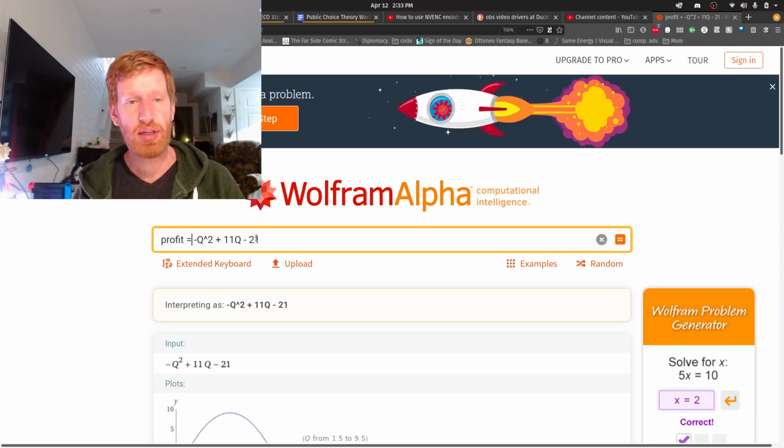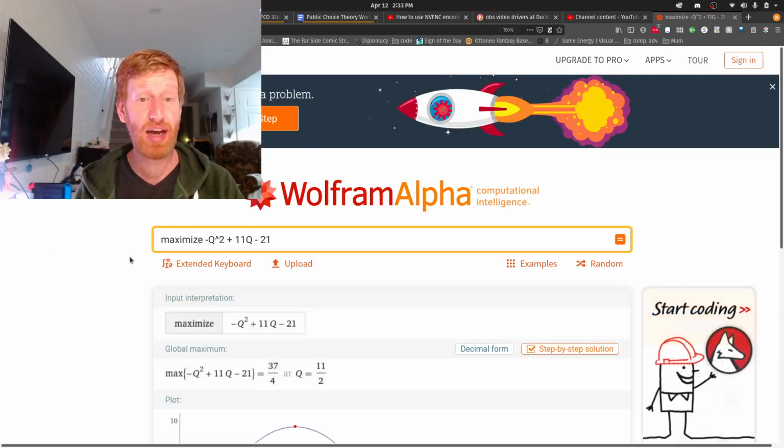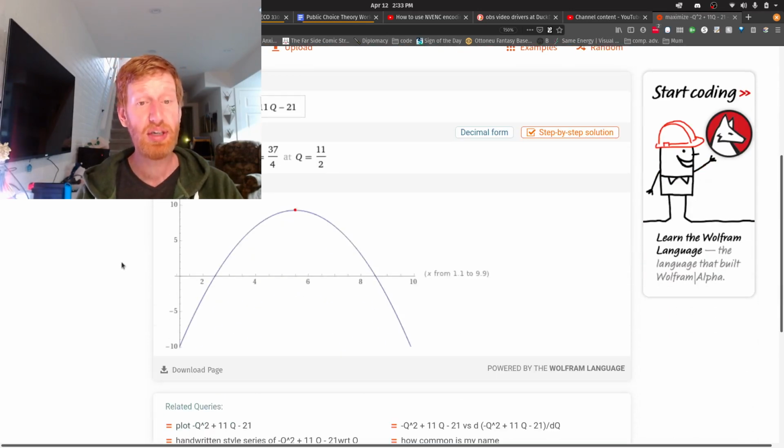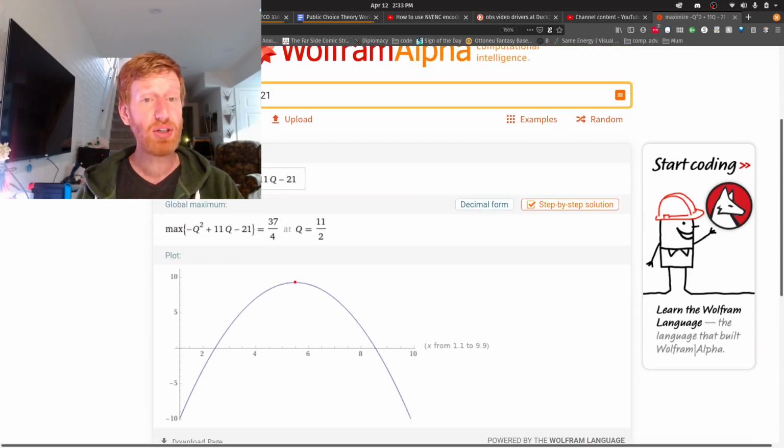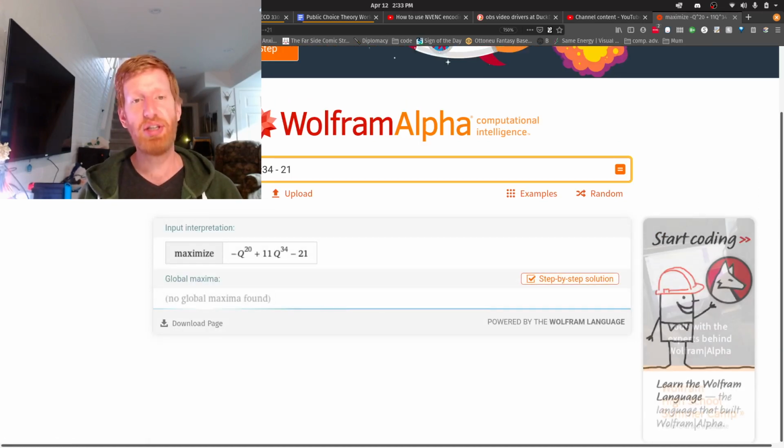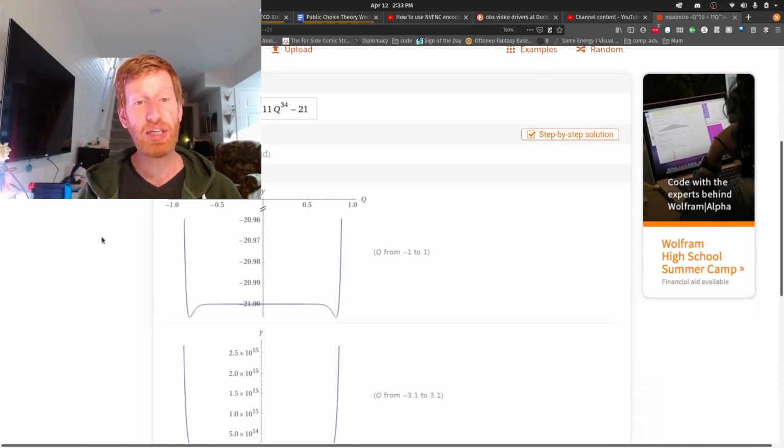So let's just get straight to that by asking Wolfram to maximize the stuff on the right-hand side. We don't need to say profit equals. This just jumps right to the point. So we got some function and it deals with it properly. So let's just modify this and just see what happens. We just change the exponents. It's still going to be able to give us some answer.